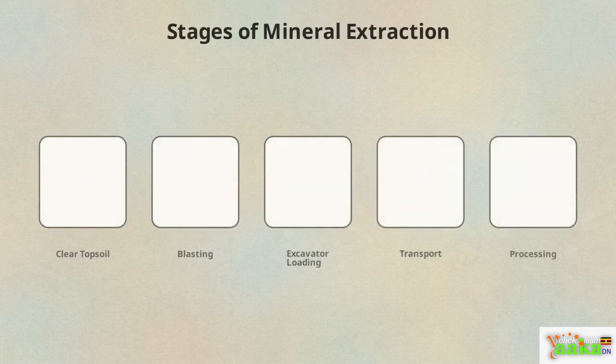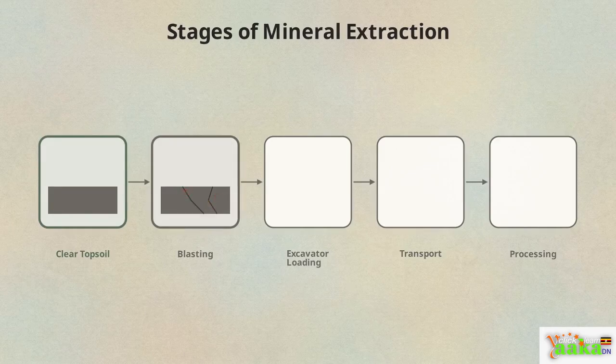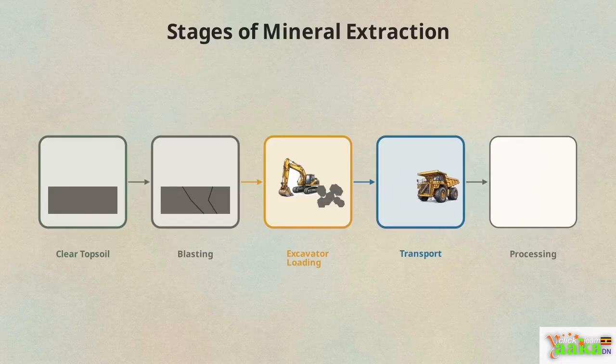This flowchart breaks down the 5 sequential stages of open-cast extraction. First, engineers clear the topsoil. Second, they blast the rock. Third, excavators load the raw ore into trucks. Fourth, the material is transported. Finally, it reaches a factory for processing.